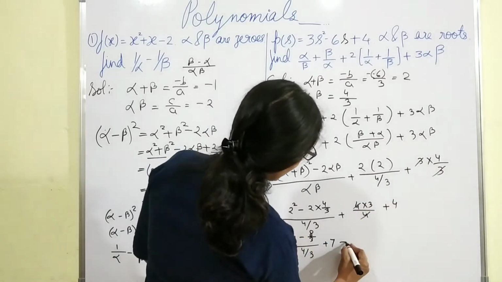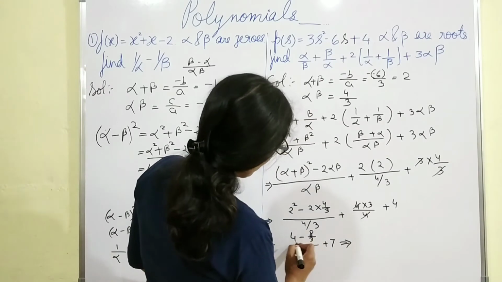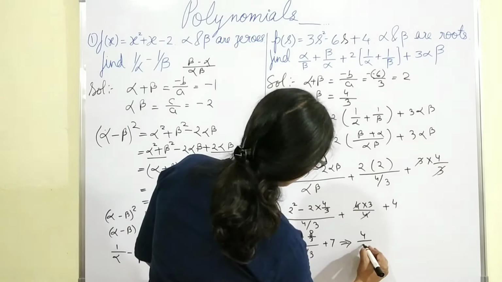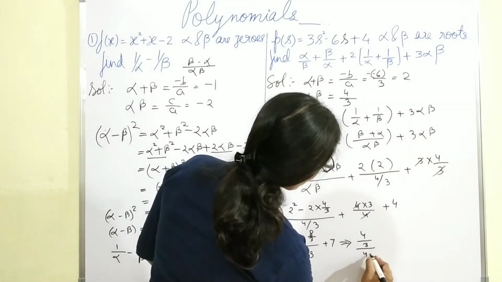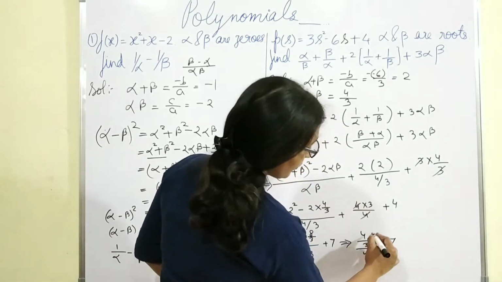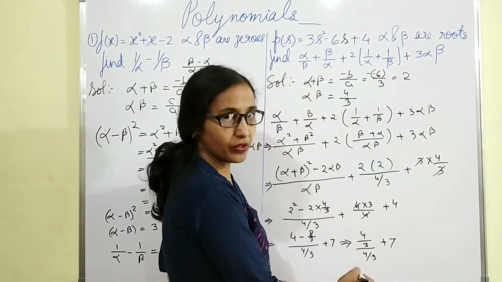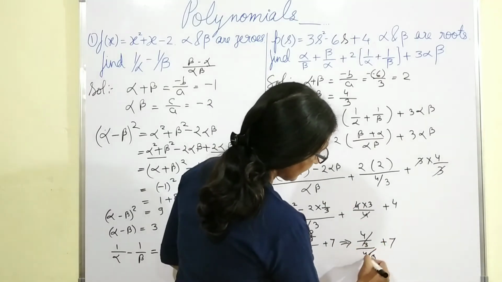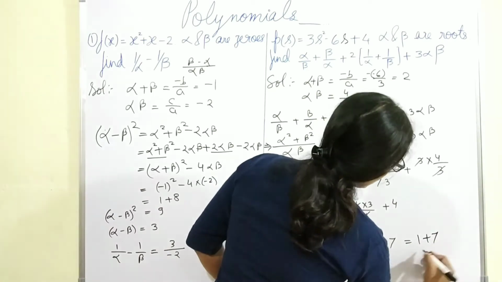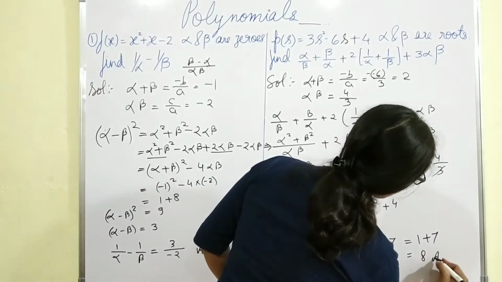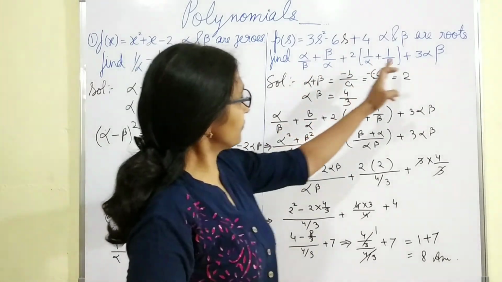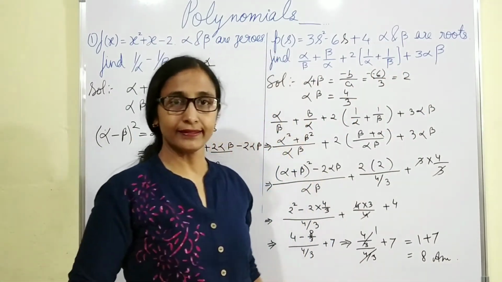3 plus 4, 7. So now 4 threes are 12, 12 minus 8, 4. So, 4 upon 3 whole upon 4 upon 3, plus 7. 4 upon 3 divided by 4 upon 3, they will be cancelled. Directly I am cancelling. So 1 plus 7. So our answer is 8. So the value of this is 8.